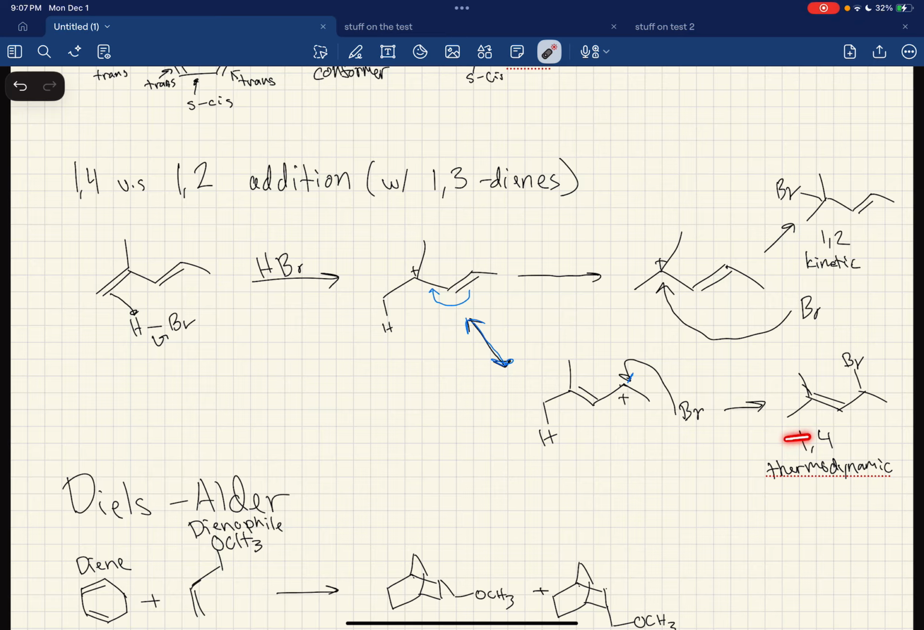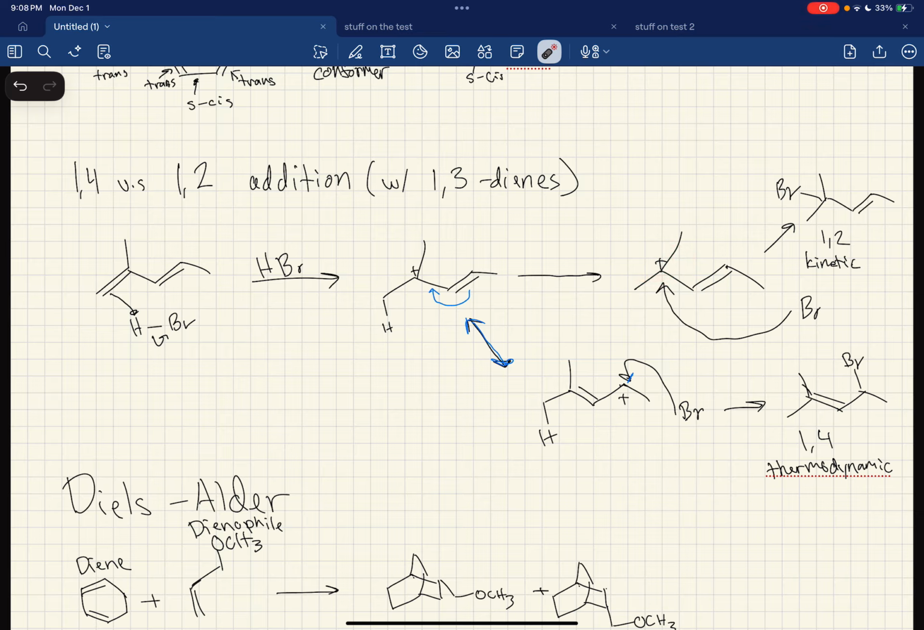Now, if we compare this product and this product, the stability and the energy level, you look at this double bond, this is tri-substituted, which means it's a pretty stable molecule, while this one is only di-substituted. So this will be a less stable molecule than this one because this double bond is more substituted. While this molecule will react faster because the activation energy is lower because it has a more stable carbocation.